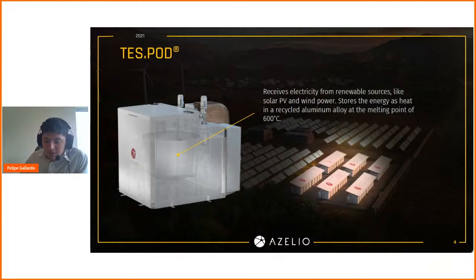Now, some advantages in comparison to electrochemical batteries is that there is no degradation in this process because we are using the latent heat of the aluminium. So it doesn't matter how many times you cycle, you can freeze and melt the aluminium and cycle, or how many years you have it. You will always get the same storage capacity of the medium if you operate within the operational range, of course, in temperature. So there is no degradation. That means that there is no need for replacements after year 10 or year 5, which is usually the case for electrochemical batteries. And our solution has a life of 30 years. So that's 3 decades with no degradation.